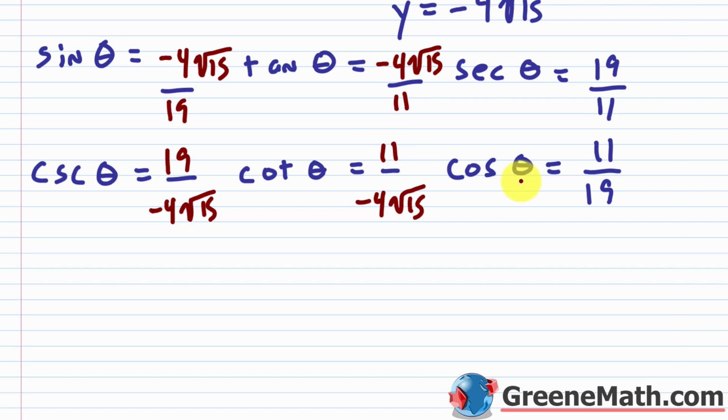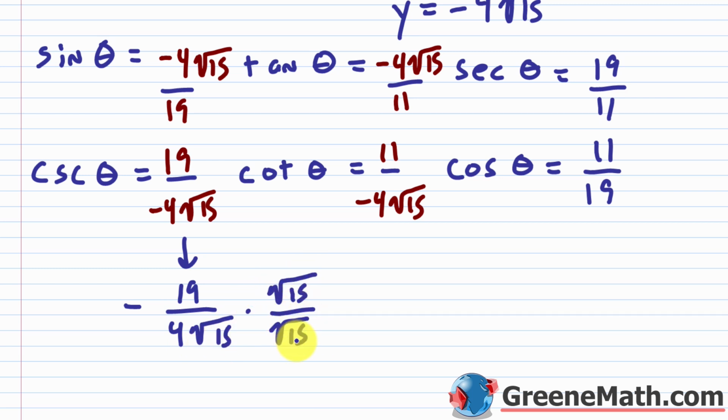For the cosecant of theta and the cotangent of theta, you need to rationalize the denominator. So for the cosecant of theta, let's just do this down here. I'll make the whole thing negative. I'll say that I have 19 over 4 times the square root of 15. I'll multiply by the square root of 15 over the square root of 15. Square root of 15 times square root of 15 is, of course, 15. Okay, 15 times 4 is 60. Okay, so you really can't do anything further to simplify.